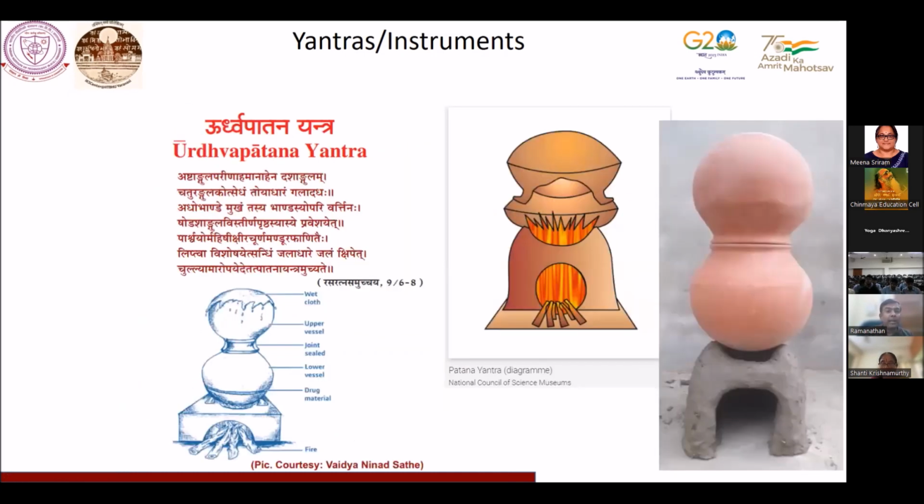This is Urdhva Patana Yantra, a sublimation apparatus, where you make two pots. In the bottom pot, whatever substance you want to sublimate, typically mercury, they keep the mercury salt in the bottom pot and heat it. The mercury vaporizes, and those vapors you collect on the top pot.